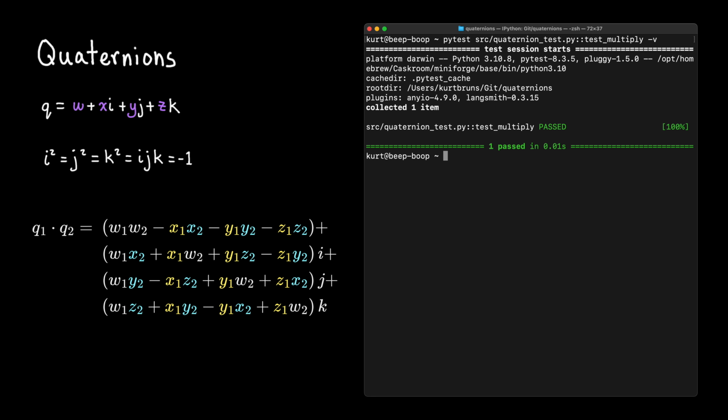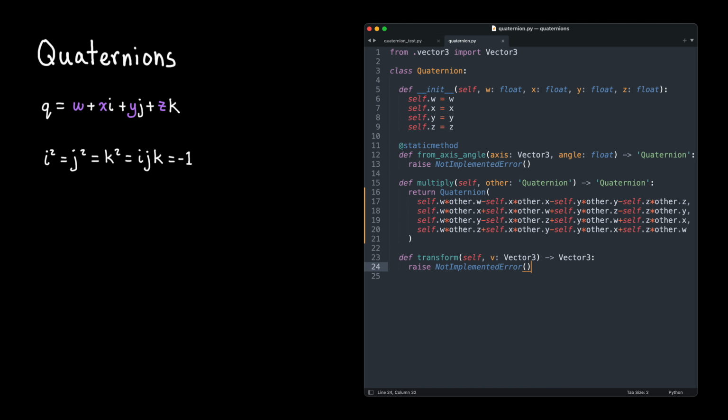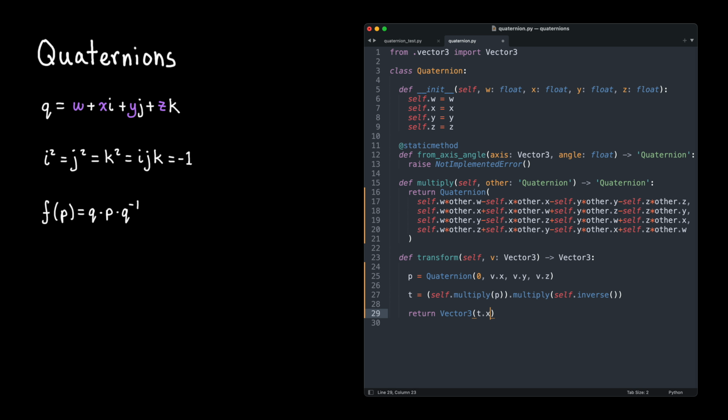Okay, that looks good. We've successfully encoded the properties of the quaternion units, including their non-commutative nature. To implement the transform method, we calculate the quaternion vector product from earlier. First, we convert the point from a vector to a quaternion that has the same x, y, and z components, which I'll call p. Then we calculate the product, which I'll store in the variable t, by multiplying p from the left by this quaternion, and then from the right by this quaternion's inverse. Finally, we convert the resulting quaternion to a vector and return it.